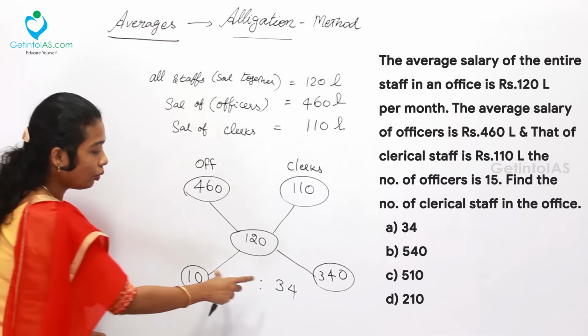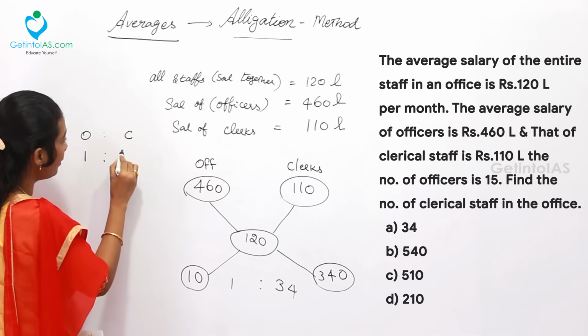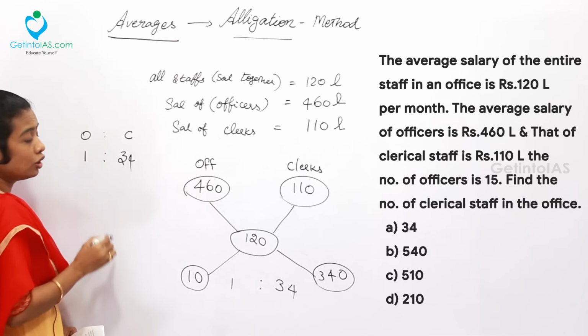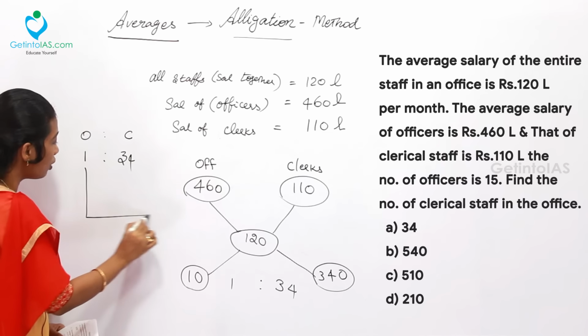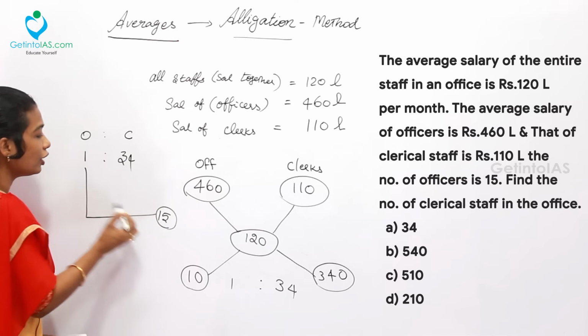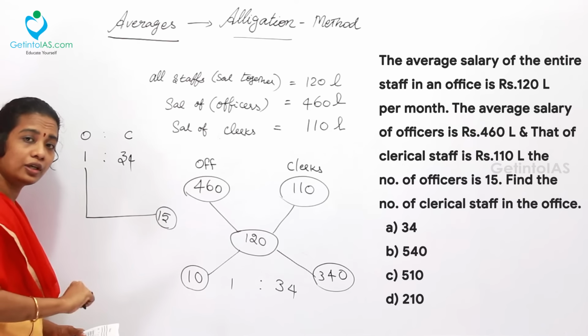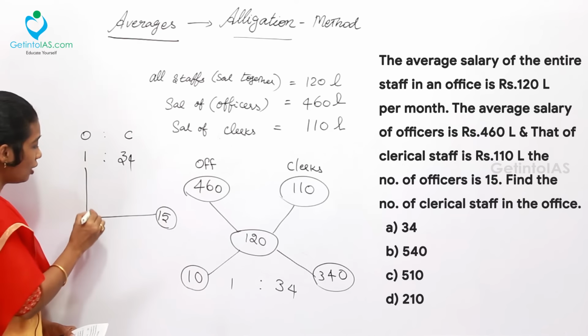Now the statement says the number of officers is 15. Picking up the values, officers to clerks: for one officer, there will be 34 clerks. The corresponding value for the number of officers is 15, which is given in the question itself. So 1 into 15 is 15. Finally, 34 into 15 is the final answer.